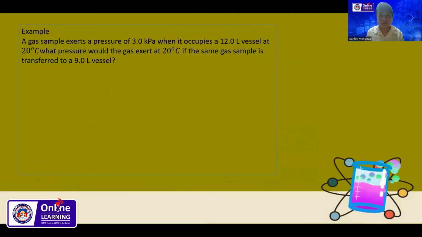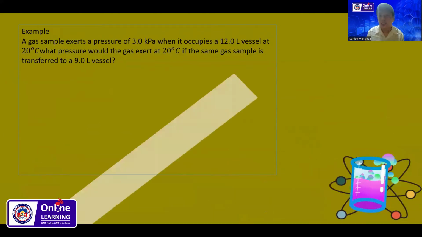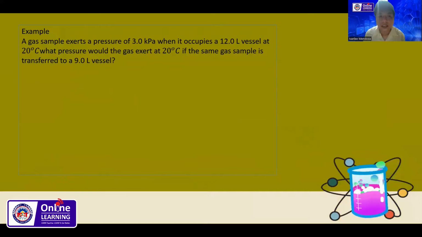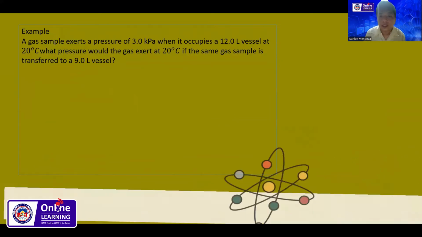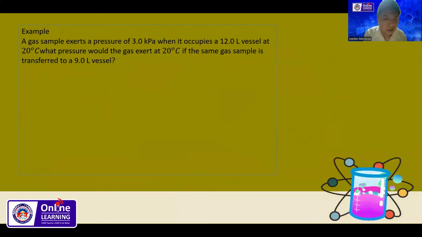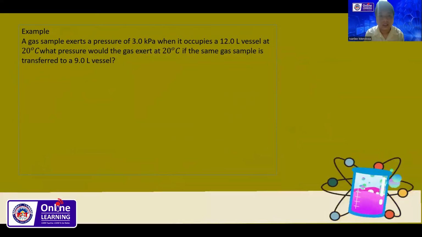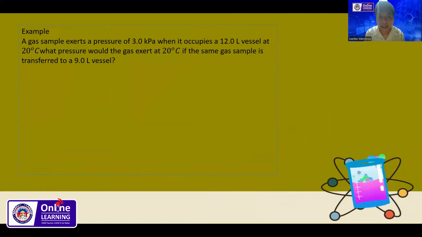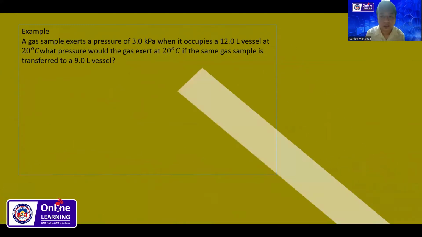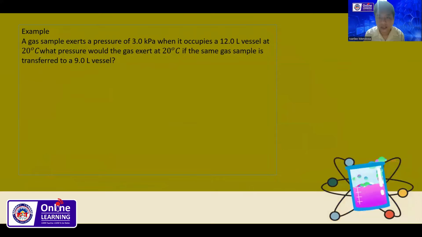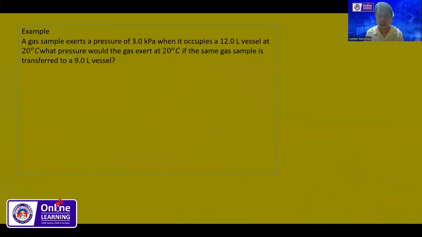Now, the question: what pressure will the gas exert at 20 degrees Celsius if the same gas sample is transferred to a 9.0 liter vessel? Okay, so in the first problem, we have 3.0 kilopascal, then we have 12.0 liter. Obviously, that is pressure and volume respectively, but that is an initial pressure and initial volume.